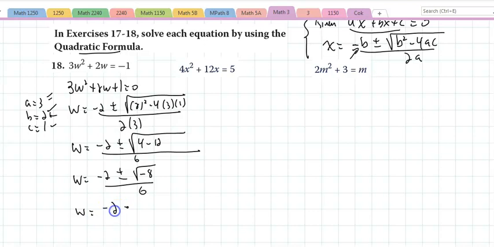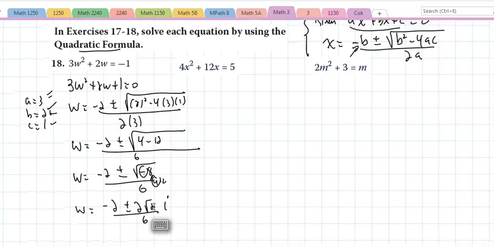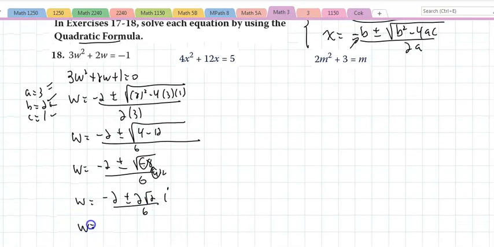W will equal negative 2 plus or minus. This right here gives an i. And isn't that 4 times 2? 4 clears the radical as 2. And if you remember, we have to split those up to get the part that's real and the part that is complex.